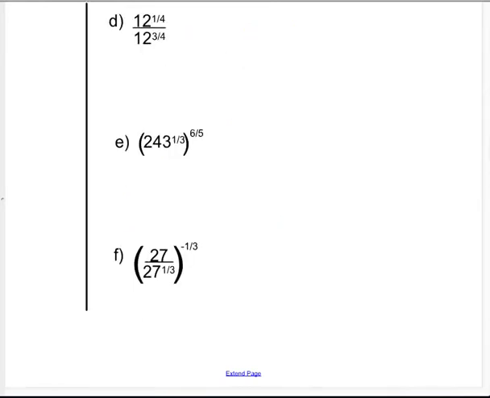This is our last page of examples, and now they're getting a little bit more complicated. So again, let's take a look at D. We've got the same base. My base is 12. So what do I do with the exponents?